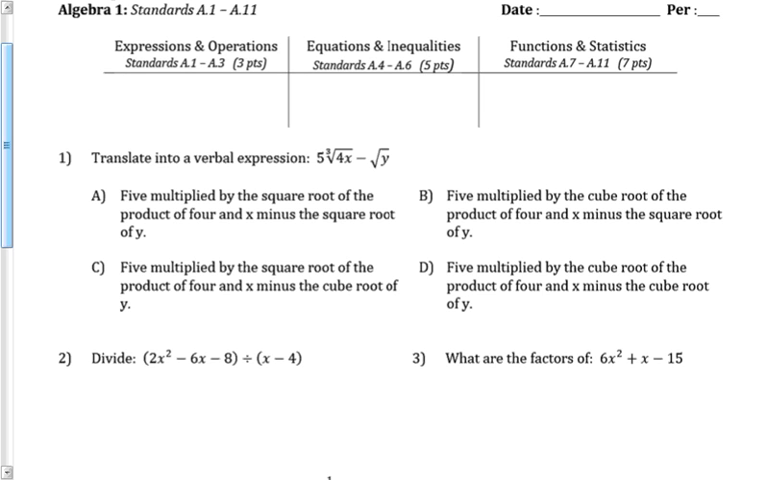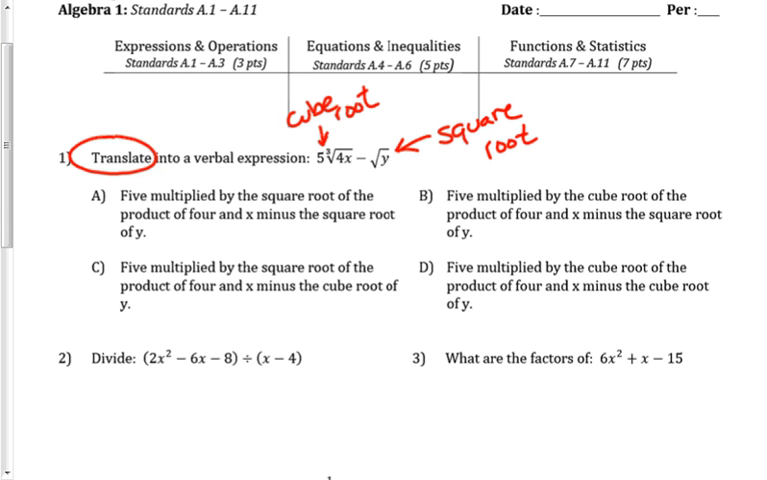We've got a translating problem. This is set up as a multiple choice, so we're going to look for some key words. First off, we've got a cubed root right here, and we've got a square root of y, and we've got the subtraction in the middle.